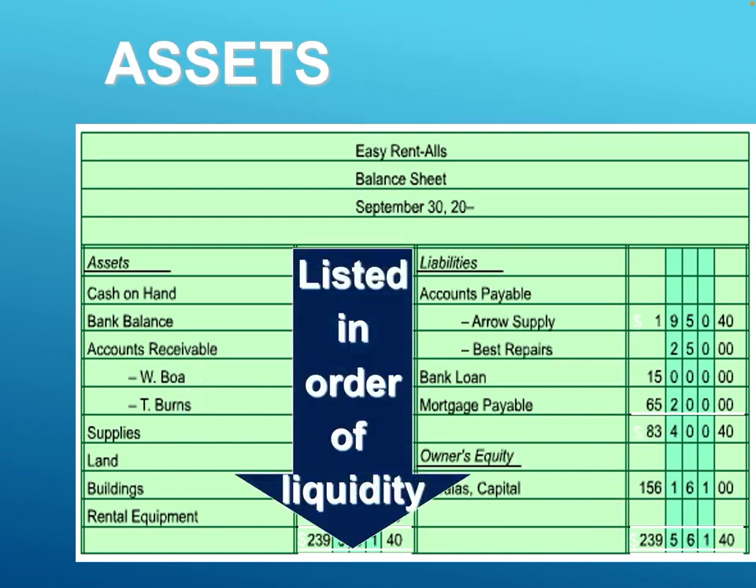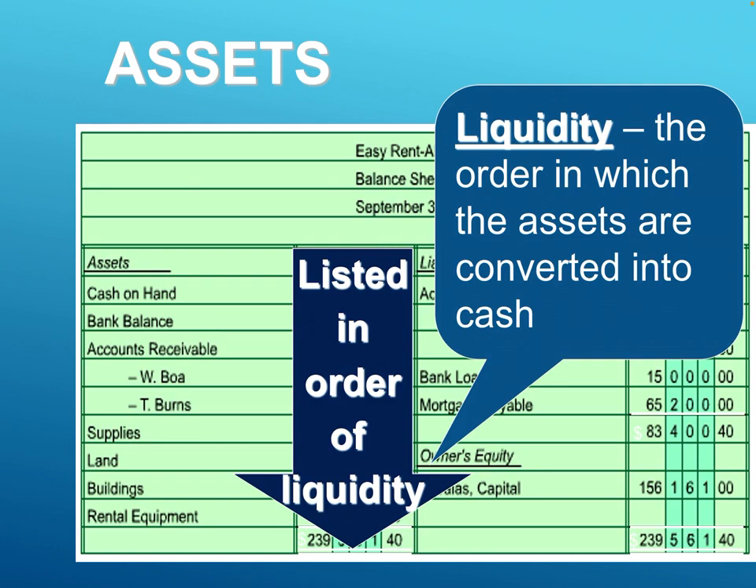So these are the assets, and notice they're listed in order of liquidity. And you're like, what is liquidity? The order in which the assets are converted to cash. So what does that mean? Well, if you think about cash on hand, cash you have in your pocket right now, well, that's really liquid. It's already cash you can put out, you can spend. How about a bank balance? Well, if you think about a bank balance, you can go to the bank, you can withdraw money, and you can spend it. Still fairly liquid. It's not as liquid as cash in your pocket because you already have it.